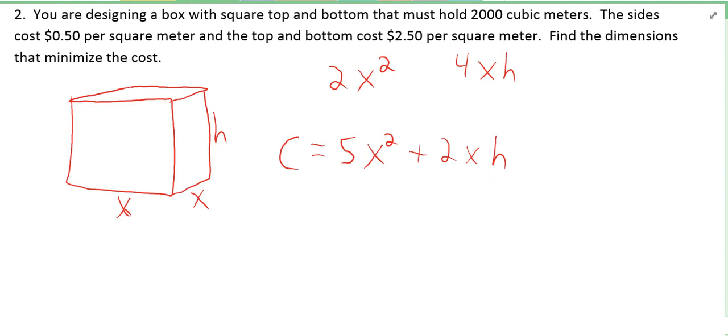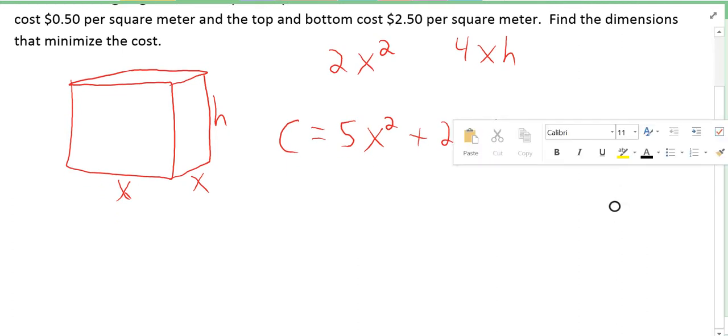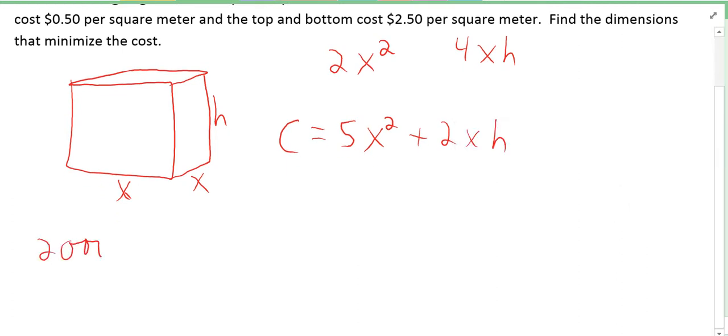So that's our cost equation. Now we need to derive it, but we got to get rid of h first. Okay? So we use the fact that the volume has to be 2,000. So 2,000 has to equal x squared h, which means h is 2,000 over x squared.